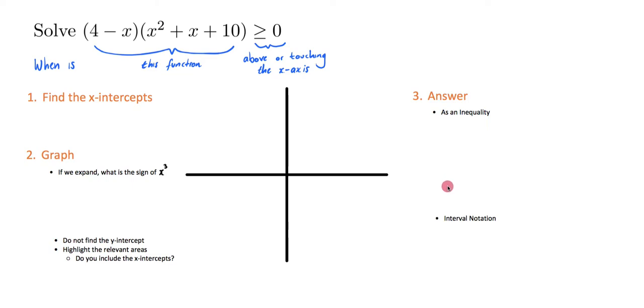So we are solving another cubic inequality. Here it is right here. We're being asked to solve this for it is greater or equal to 0. The first thing I did was kind of write it in plain English. When is this function above or touching the x-axis?